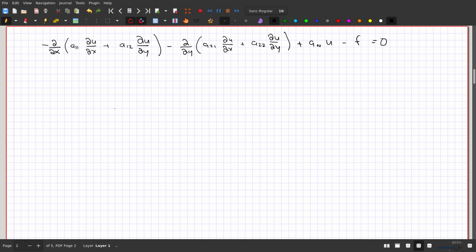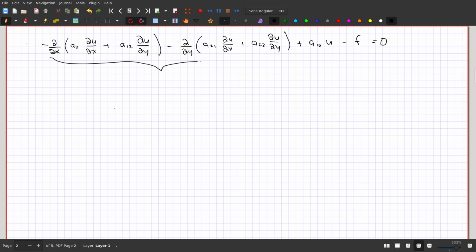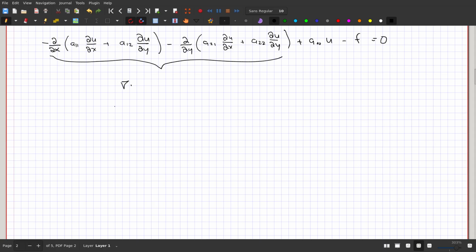So I wrote that all out, but if we were to use vector notation, then you would recognize that this is the divergence of a tensor A times grad U, right? In this case, U is a function of X and Y, and the Aij are the data. That is Q not UV here? Yeah. No, this is A00.